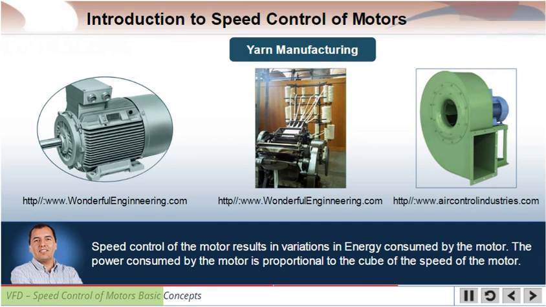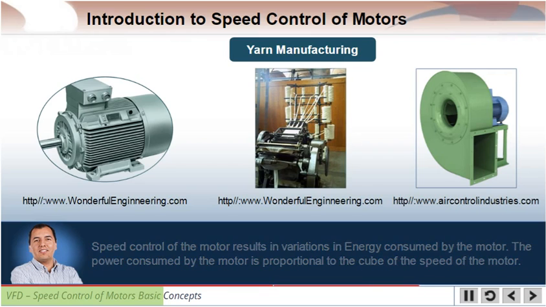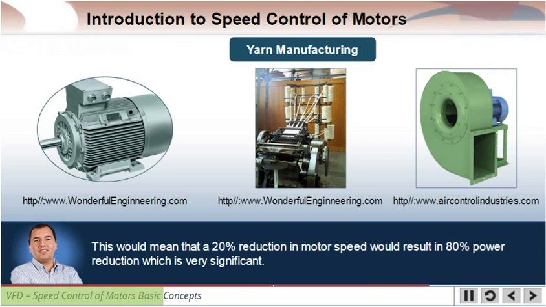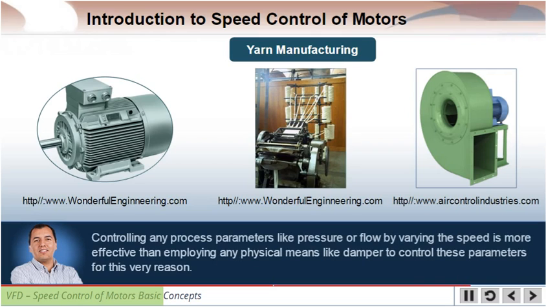Also, the power consumed by the motor is proportional to the cube of the speed of the motor. This would mean that a 20% reduction in the motor speed would result in 80% power reduction, which is very significant. Controlling any process parameters like pressure or flow by varying the speed is more effective than employing any physical means like a damper to control these parameters for this very reason.